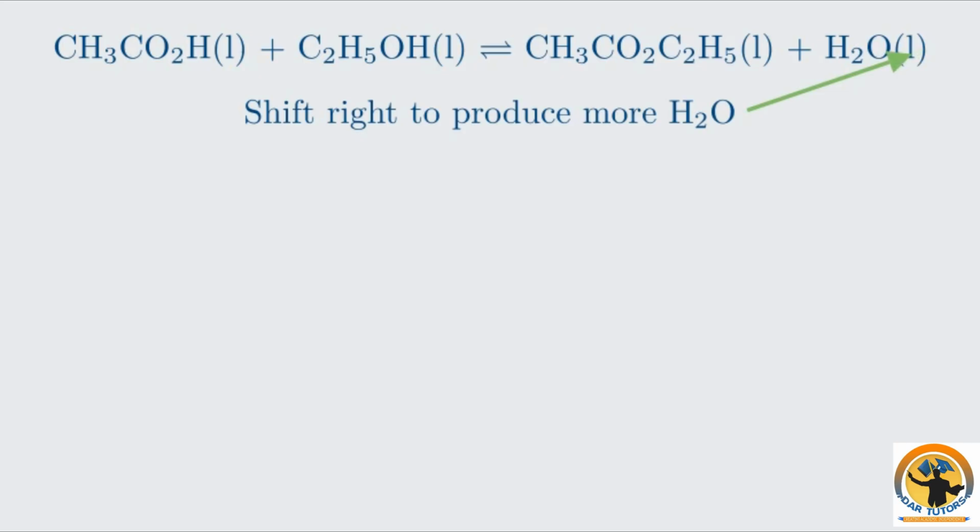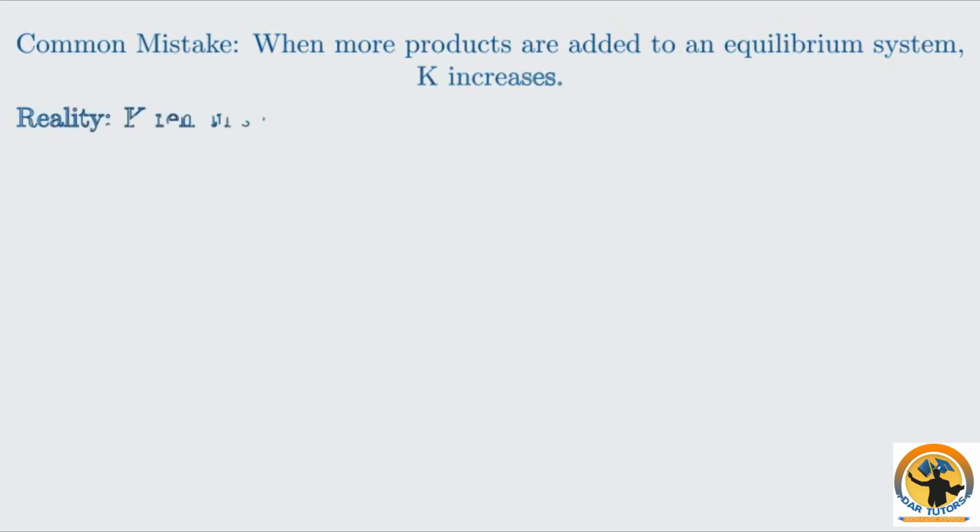favoring ester formation. Now, let's address another crucial point: the equilibrium constant, K. A common misconception is that adding products to an equilibrium system increases the value of K. This is incorrect. When more products are added, the concentrations of all reactants and products will change in such a way that the value of the equilibrium constant, K, remains precisely the same. The only factor that can change the value of the equilibrium constant, K, for a given reaction is temperature.